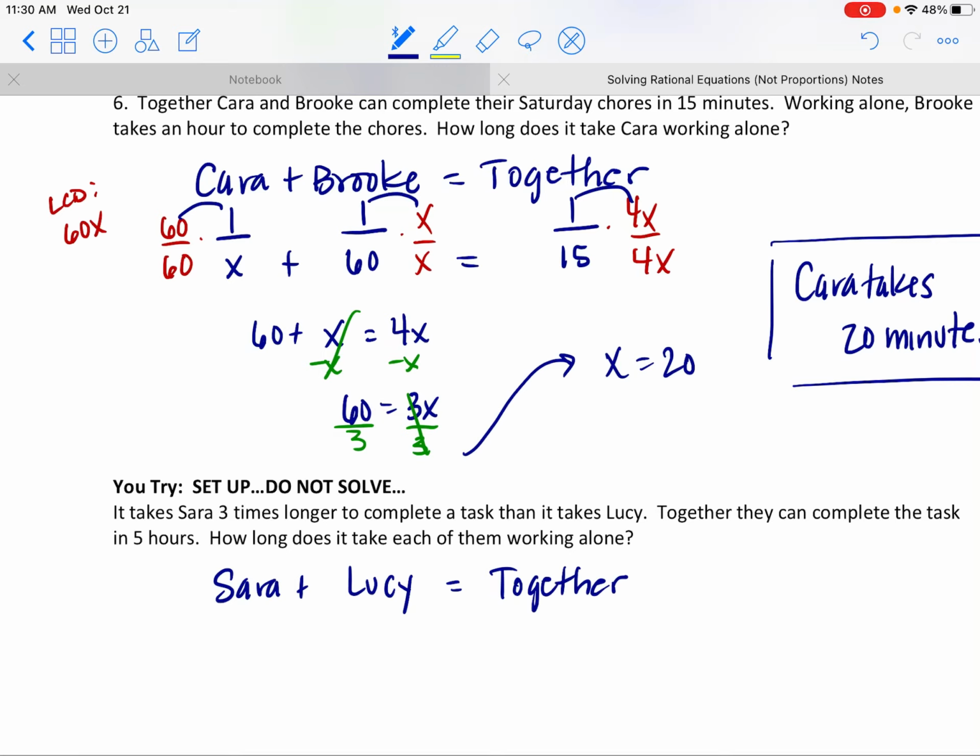Sure doesn't, which means Lucy is going to be our variable, so we're going to put an x there for her. Now, if Sarah takes 3 times longer, then we can put a 3x there for Sarah. And it says together they can complete the task in 5 hours, so I'm going to put a 5 there for together. So 1 over 3x, and then 1 over x, and then 1 over 5 converts those amounts to rates, and those two individual rates combined will equal their rate together.